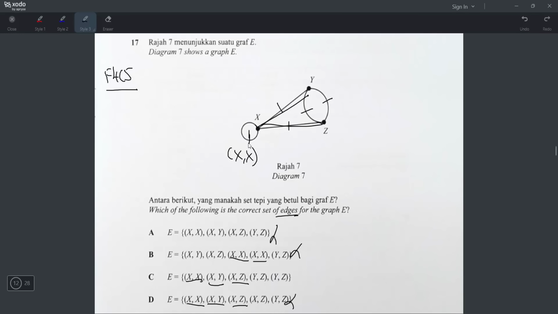So after you write the XX, XY exact, and then you have multiple edges, so it'll be YZ two times. So you see YZ two times, and this one is the multiple edges. Okay, and this one is the loops. Okay, but this one wrong lah.